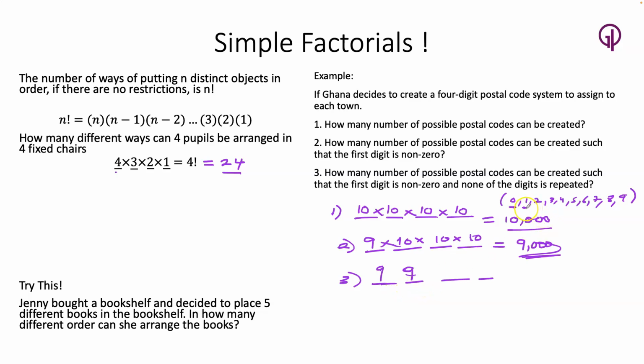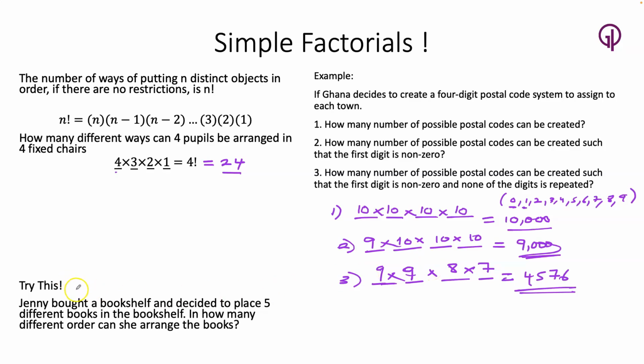And then let's assume that we pick 0 and 1. Now all of a sudden we have 8, because we cannot repeat. And then if we pick 1, 2, 3, now we have 7. Okay, so multiply all these different choices. And then what do we have? We have 4,536. So this is just to demonstrate to you how you can use the slot method to solve simple factorial questions or combinatorics questions.